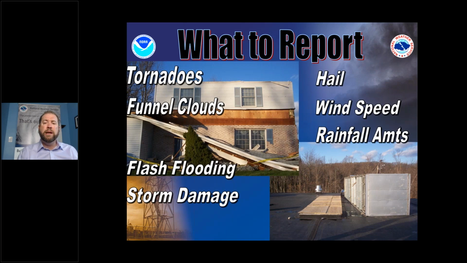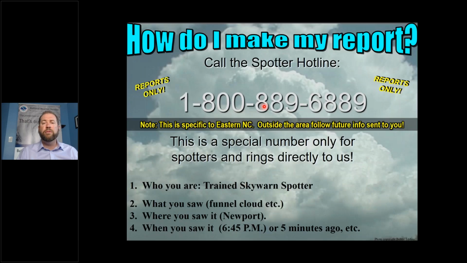I have got wind speed up there. You don't have to have an anemometer, but with that, we're talking about tree branches down, any type of damage. So you are the eyes in the community. What is damage? Uprooted trees, that type of thing.